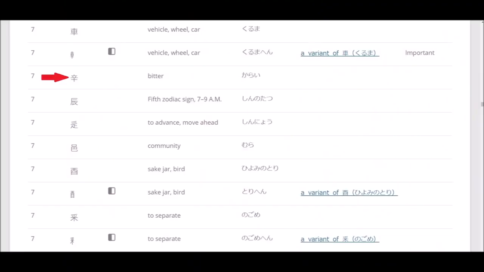Anyway, I digress. Karai is bitter. Shin no tatsu is the 5th zodiac sign, or 7 to 9 a.m.